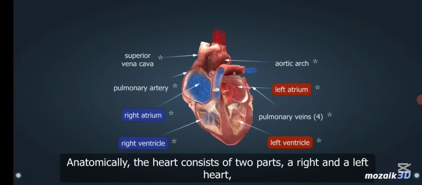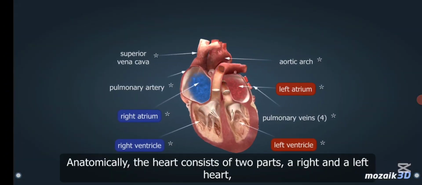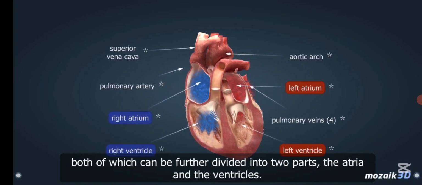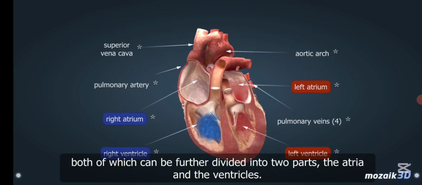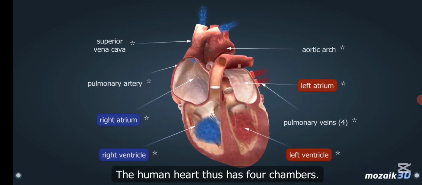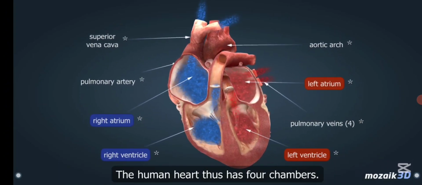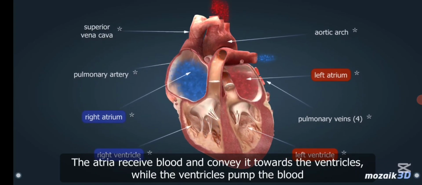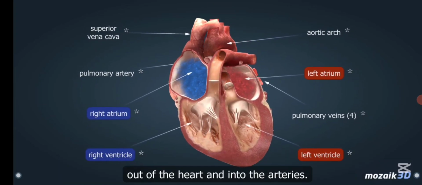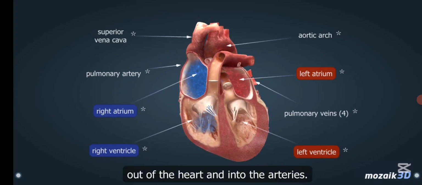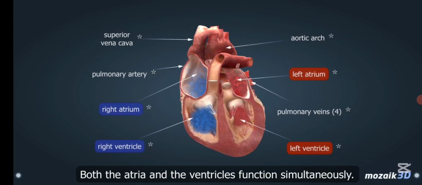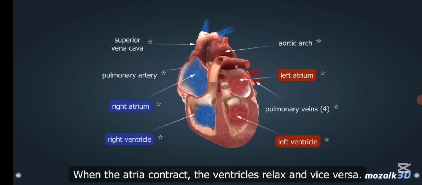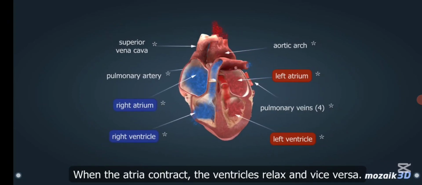Anatomically, the heart consists of two parts, a right and a left heart, both of which can be further divided into two parts, the atria and the ventricles. The human heart thus has four chambers. The atria receive blood and convey it towards the ventricles, while the ventricles pump the blood out of the heart and into the arteries. Both the atria and the ventricles function simultaneously. When the atria contract, the ventricles relax, and vice versa.